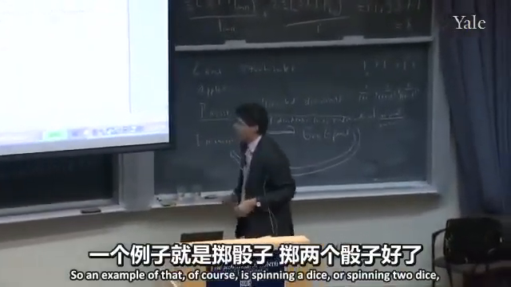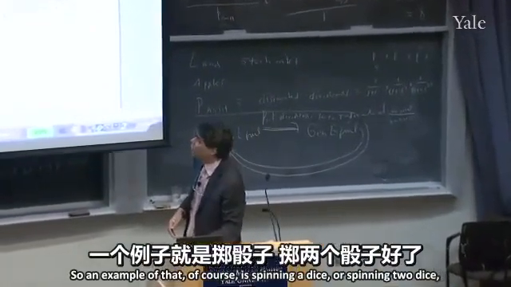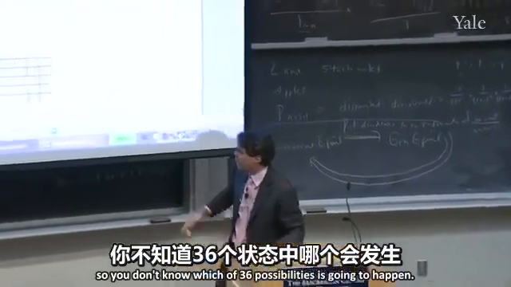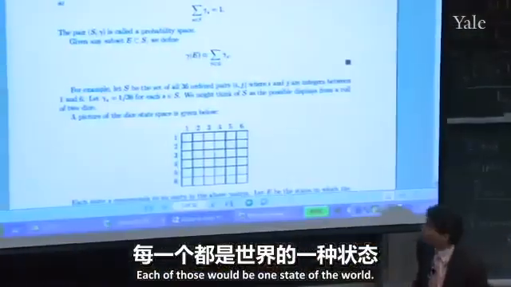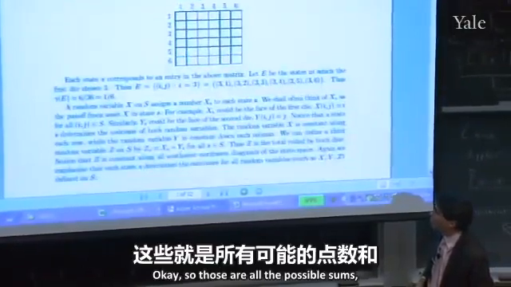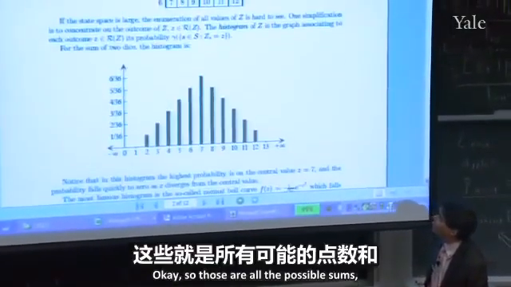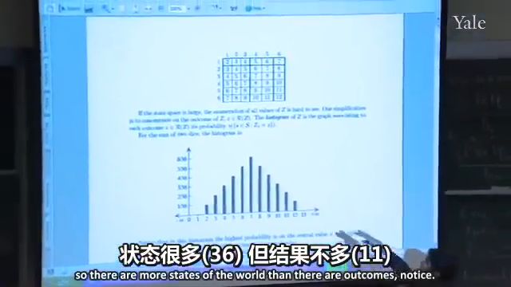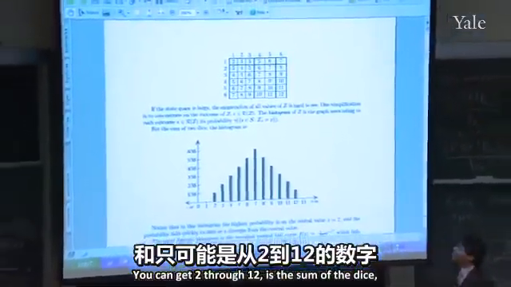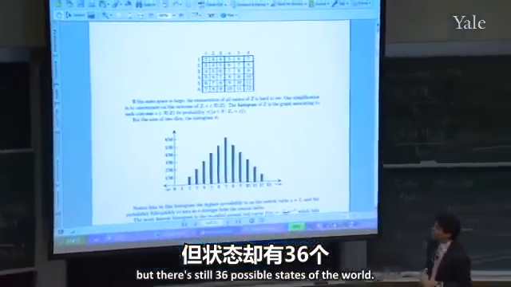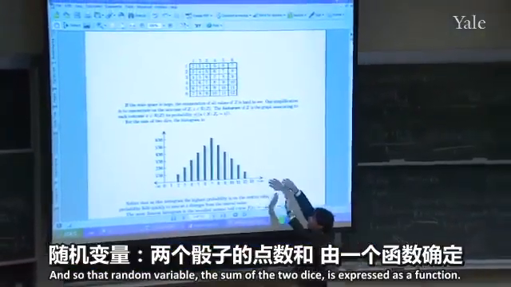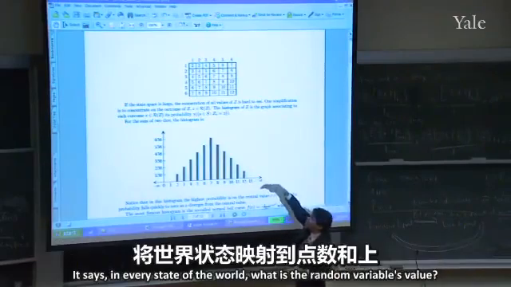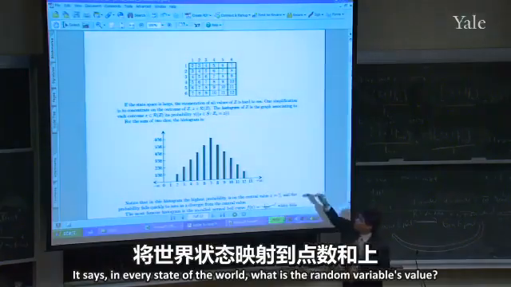An example of that, of course, is spinning a dice or spinning 2 dice. You don't know which of 36 possibilities is going to happen. Each of those would be one state of the world. So those are all the possible sums. There are more states of the world than there are outcomes, notice. You can get 2 through 12 as the sum of the dice, but there's still 36 possible states of the world. And that random variable, the sum of the 2 dice, is expressed as a function. It says in every state of the world, what is the random variable's value?